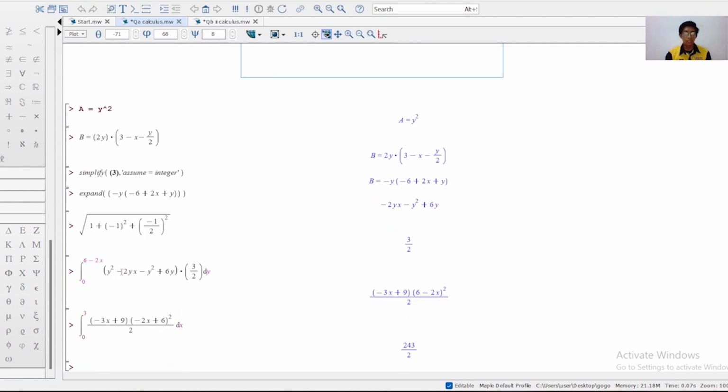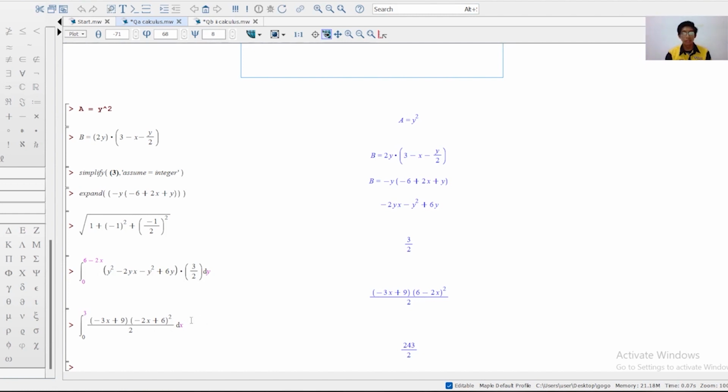Next, we need to do the integral of y. So the limit is 0 and 6 minus 2x. The integrand is y squared minus 2yx minus y squared plus 6y times 3 over 2 dy. And then we get the answer: negative 3x plus y times (6 minus 2x) squared divided by 2.